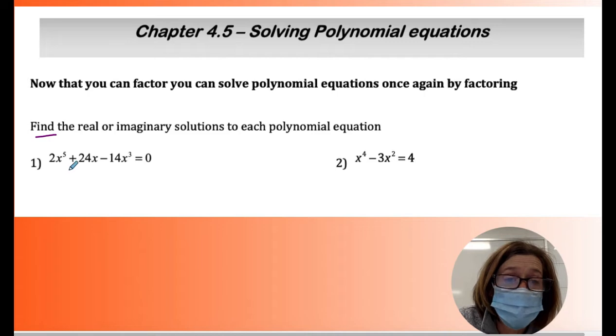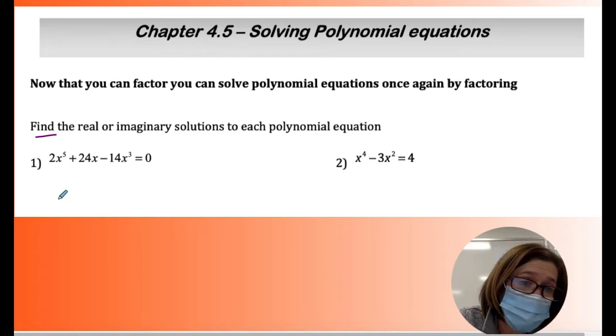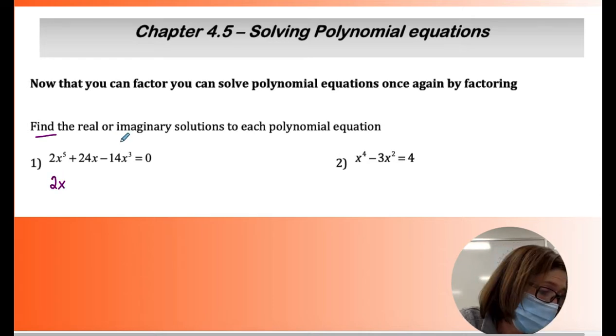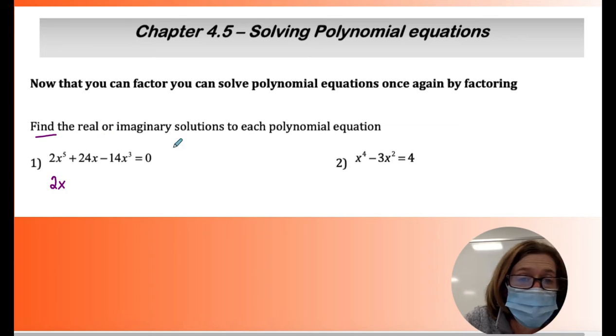Look, we've got a polynomial here of degree 5, and it says find the real and or imaginary solutions to each polynomial. So I look at it and I'm going to see if it's factorable. And there's a greatest common factor here of 2x. I notice, though, you want to be really careful. I noticed that it's not in standard form, so I'm actually going to put it in standard form before I do anything. I wrote that wrong.